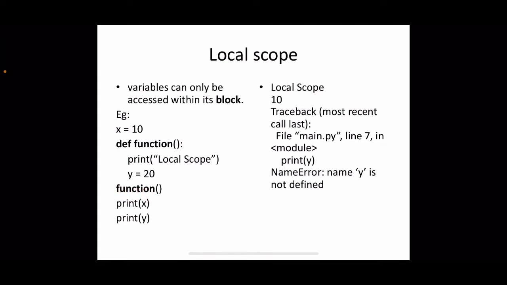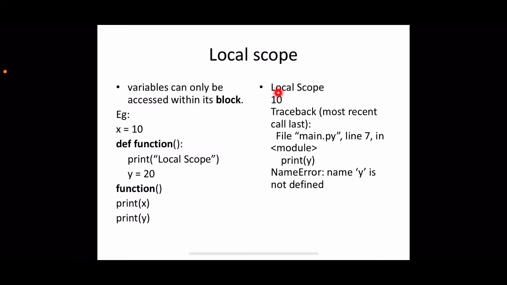When we call this function, the corresponding function definition will be invoked. This print statement will be executed first. Then the value 20 will be assigned to y. After that, we are trying to print x, then print y. X is actually a global value, right? Because the scope of this variable x is throughout the program, its value will be printed. What about y? Its scope is only within this function, it's local scope. So if we try to access this variable outside that scope, it will generate an error.